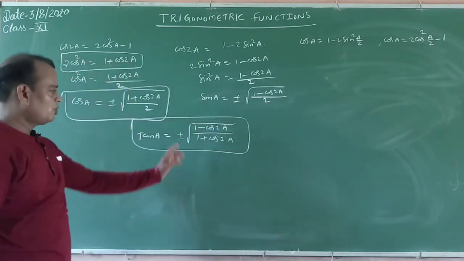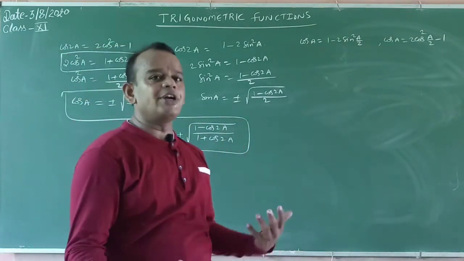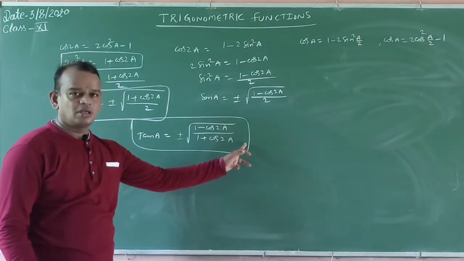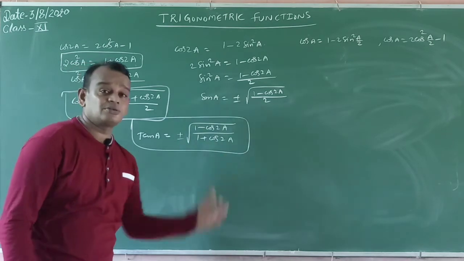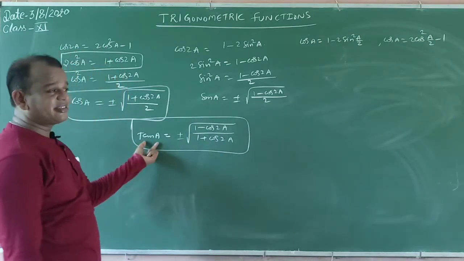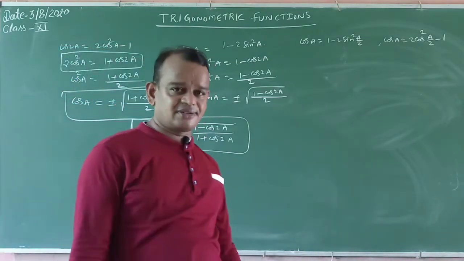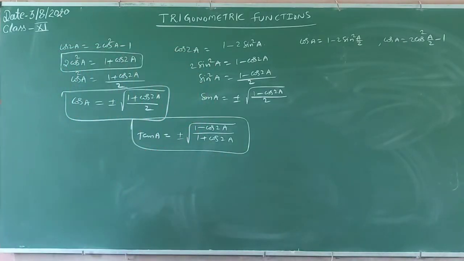The derivatives: find the derivative of, for suppose, root over 1 minus cos 2x by 1 plus cos 2x. That is nothing but tan x, so its derivative is derivative of tan x, which you know is secant square x. That's why we can write it easily.